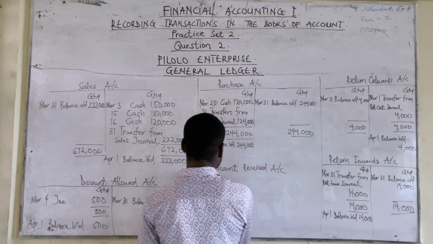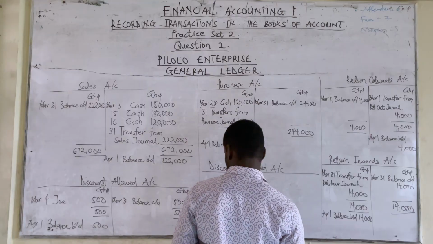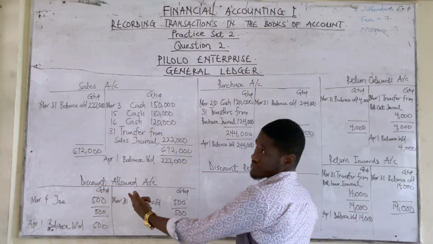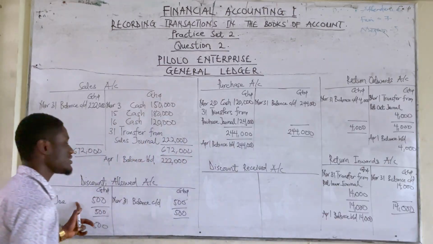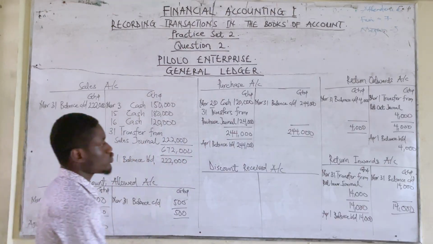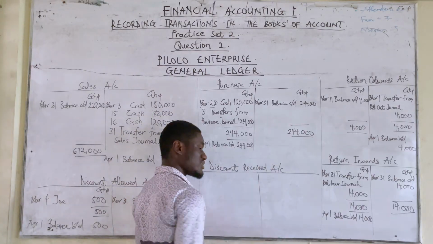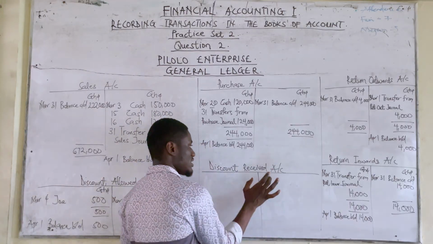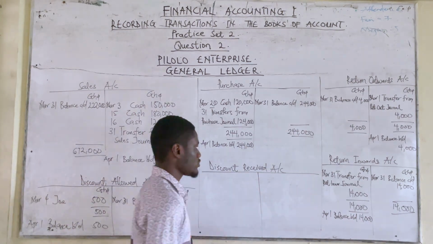Discount received account. Good. So we know that this one is an expense, discount allowed is an expense. So it's going to have a debit entry. Good. We also know that discount received is an income, and when it increases, we are going to credit. Every discount received we see in the question has to be credited.